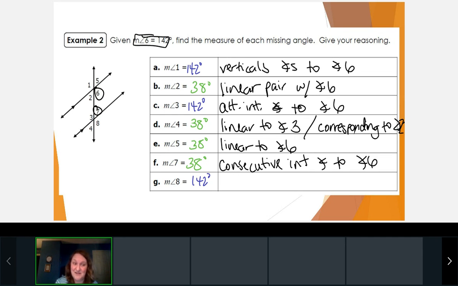You can relate it to the other angles, and that is okay. I just personally like to keep relating it back to the one that I know is correct 100%. But if you're relating it to the other angles, that's fine. Let's see, the last one, angle 8. I'm going to relate angle 8 and angle 6. Corresponding. Thank you, Najmia. You beat me to it. They are corresponding.